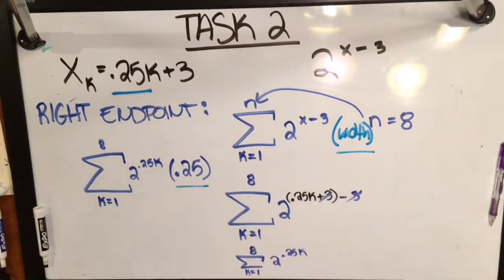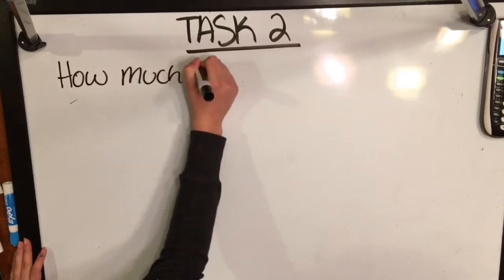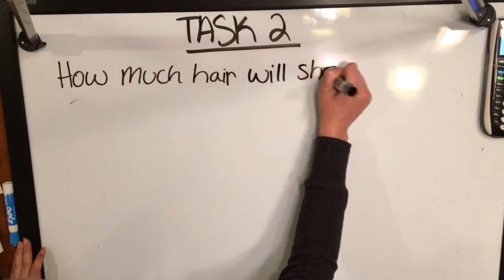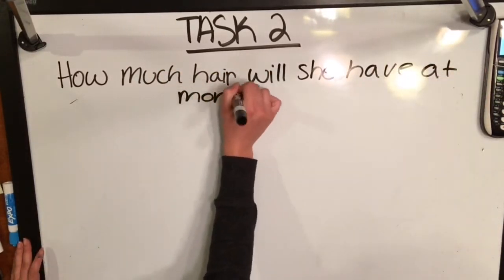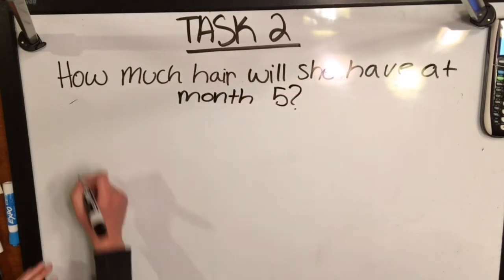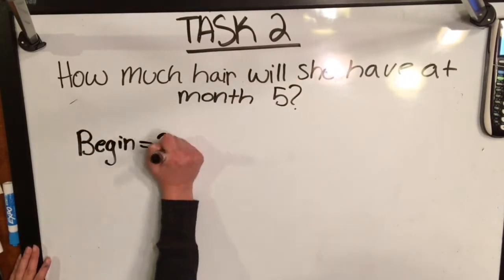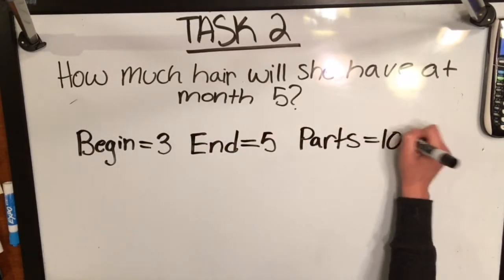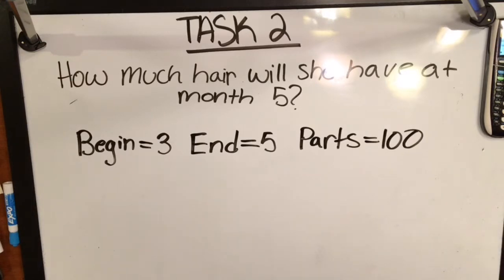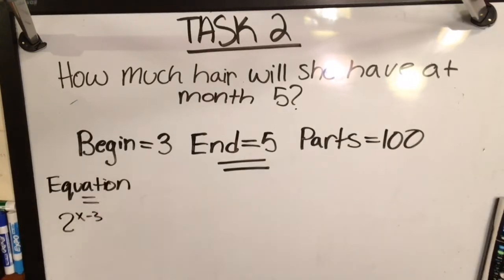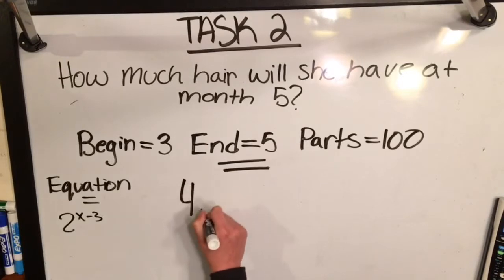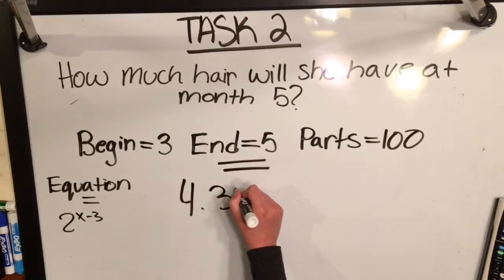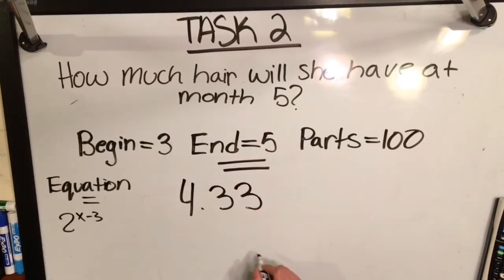Alright, so our next question is, how much hair is she going to have at the end of 5 months total? So we know that she starts taking the potion at month 3, and we want to know at month 5. So our end, when we plug it into the calculator, is going to be 5. We're doing parts of 100 because it's very accurate. When you plug this in, you end up getting 4.33, which is the amount of hair she has in those 2 months with the potion.